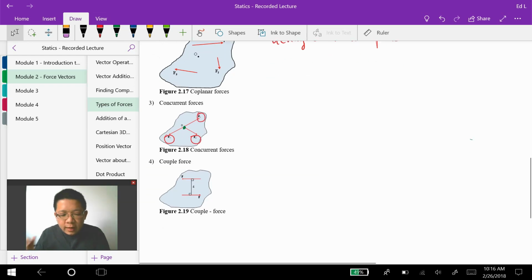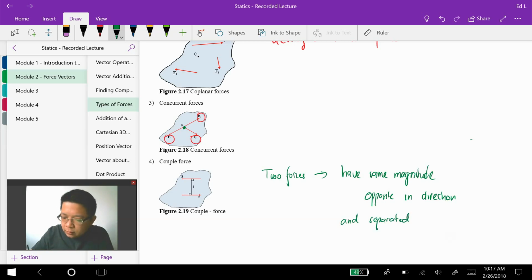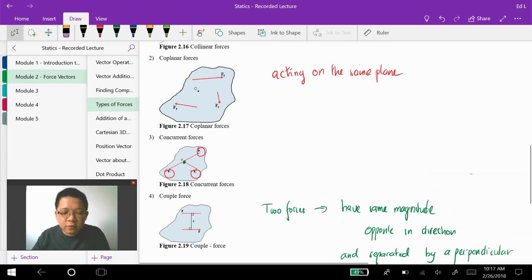The last type of force is what we call a couple force. Couple forces consist of two forces that have the same magnitude, but are opposite in direction, and separated by a perpendicular distance. So those are the definitions of couple forces, and as you can see, a couple force is also a specific case of coplanar forces.